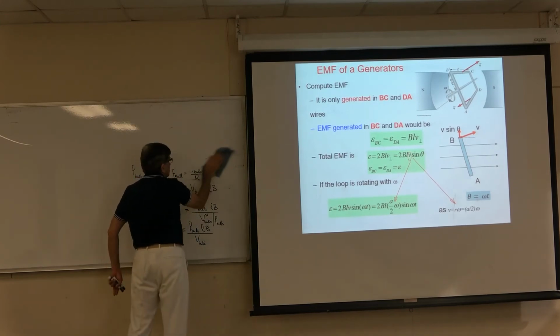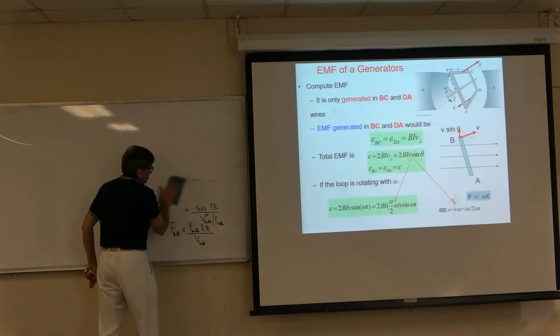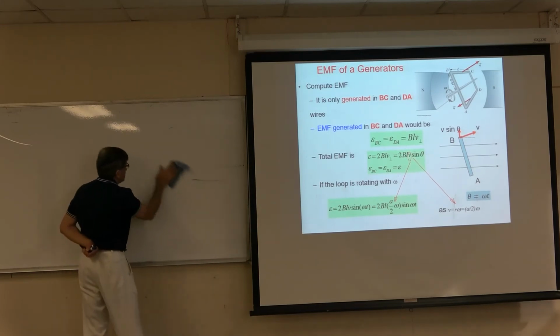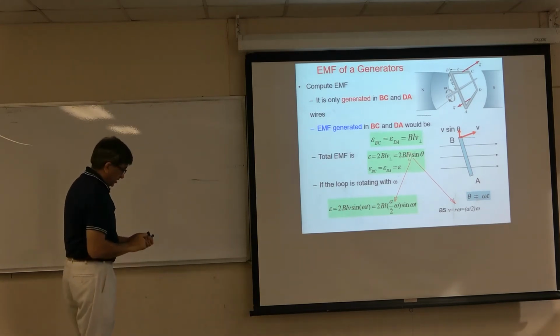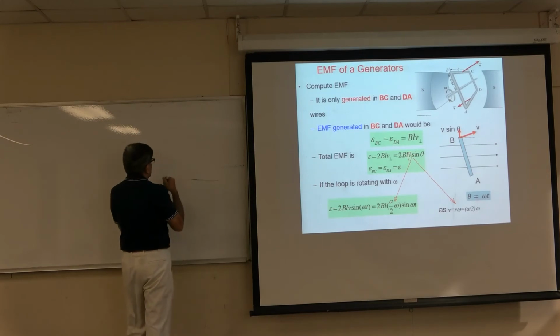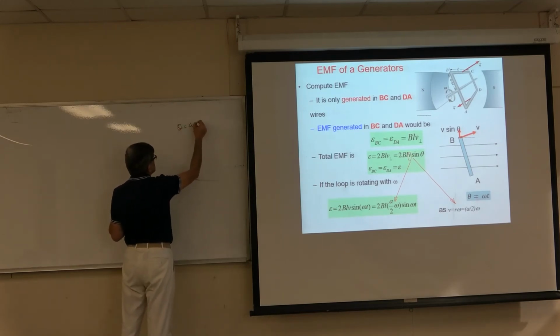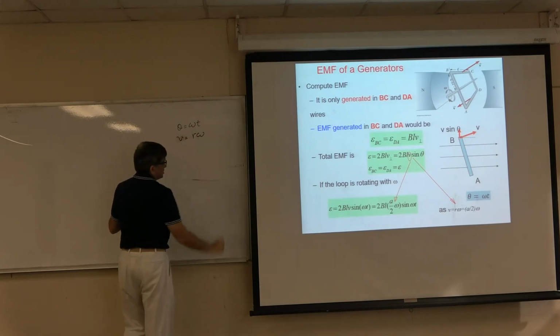The relation is v is equal to r times omega. So the rotational velocity is omega and rotational displacement is theta. So we learned in physics 1, theta is equal to omega times t, and v, the velocity v, is equal to r times omega.